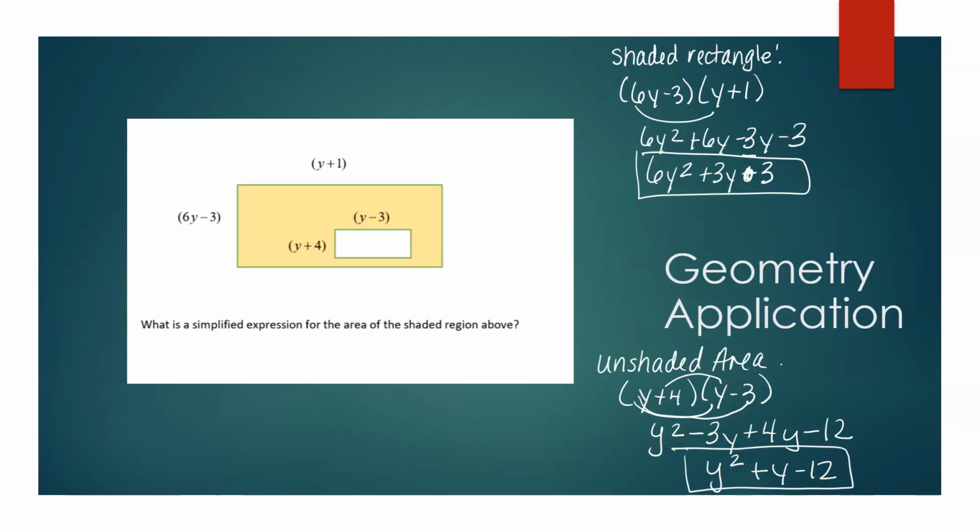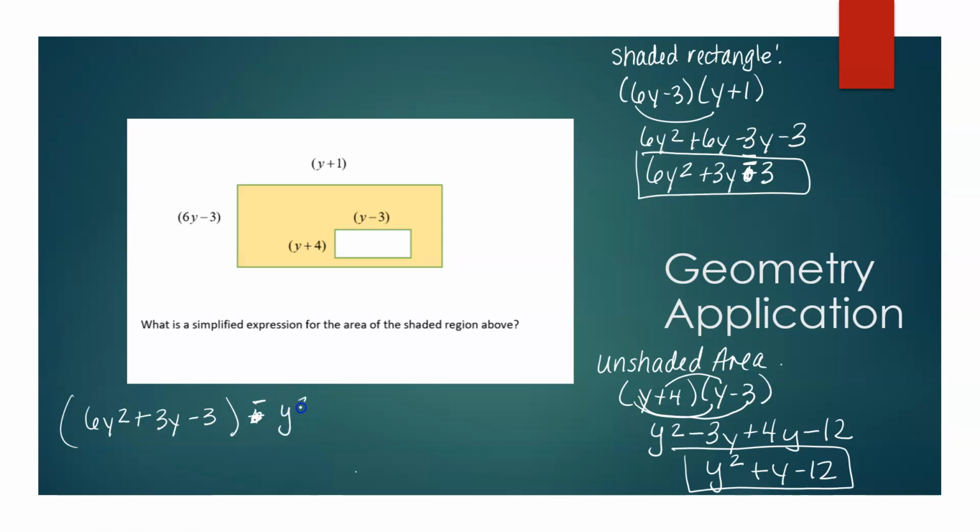Okay, so now we're going to go back to adding and subtracting polynomials. So you have 6y squared plus 3y minus 3. Sorry, this is a minus. And we're going to subtract the small one from the large one. I'm going to subtract y squared plus y minus 12. So we're taking the big one and we're subtracting the little one. So remember, order matters here. So the little one has to go second.